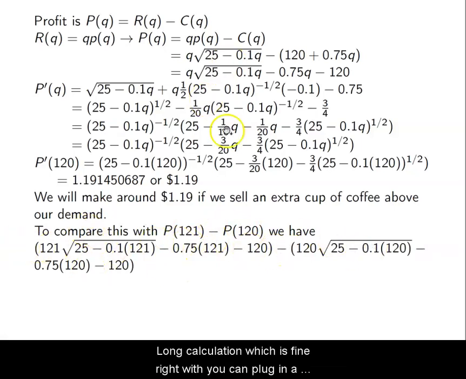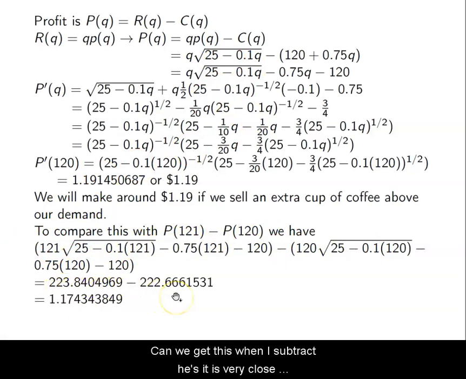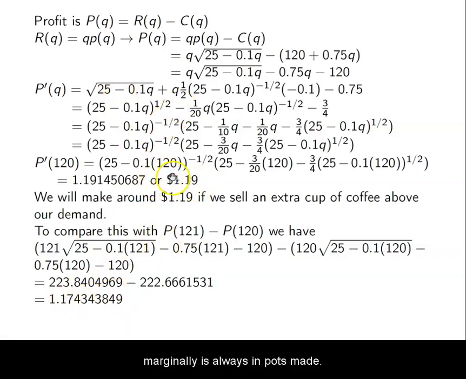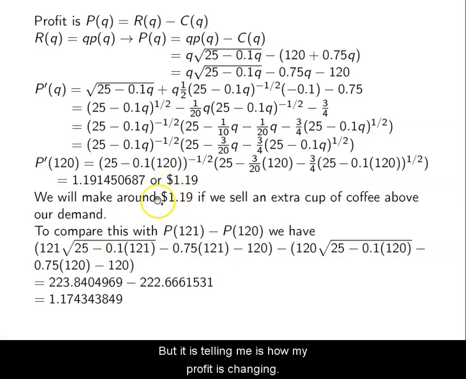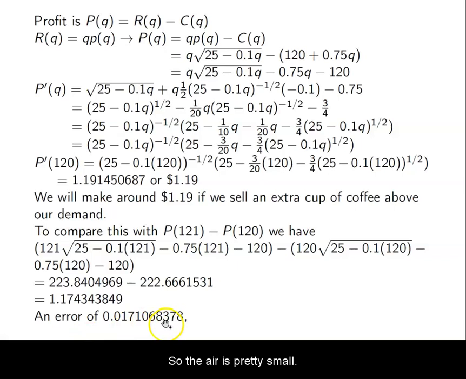Long calculation, which is fine, right? We're just going to plug it in the calculator anyways. Okay, and we get this. When I subtract these, it is very close, right? So here my marginal profit is $1.19. Here the difference is $1.17. So it's not the exact amount. Again, this is an approximation. This marginality is always an approximation. What it is telling me is how my profit is changing at this point in time, at this point of sale. So the error is pretty small, around 2 cents, which isn't too bad. So less than 2 cents.